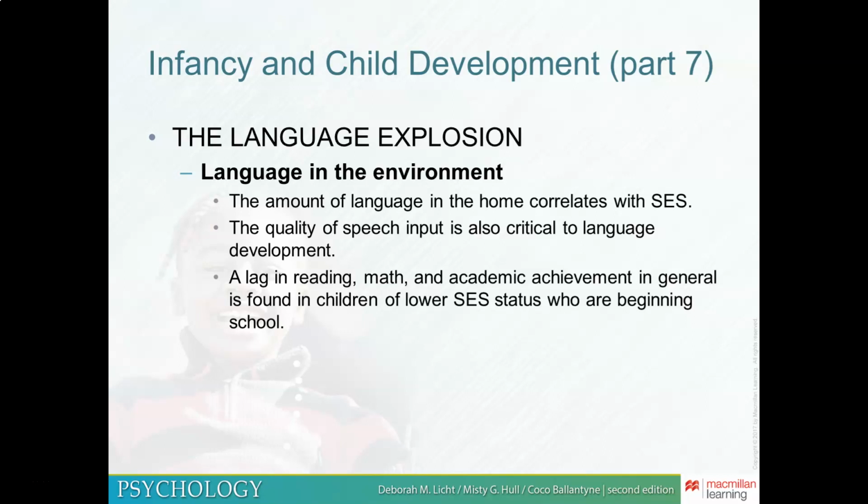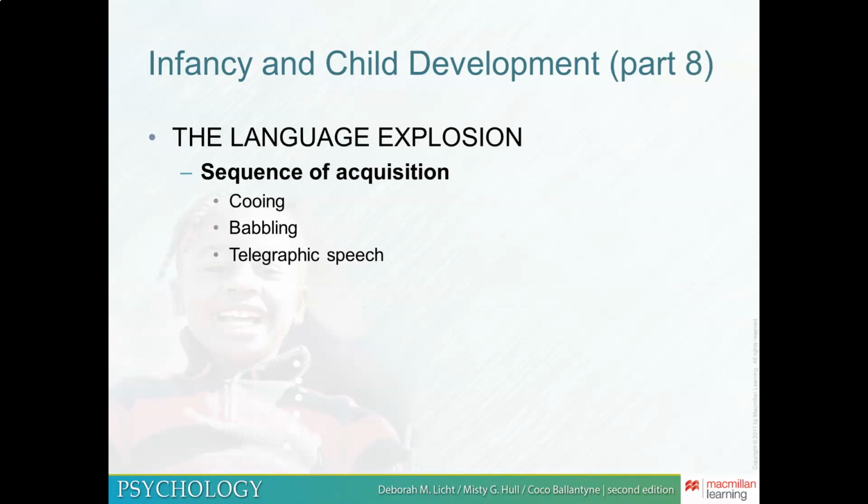Okay, this refers to language and learning language in the environment. Here's how babies will start acquiring language and developing it. They begin in these 3 phases. First, they learn to coo, and then they babble, and then eventually they'll start speaking telegraphically, which means using actual short words and then eventually connecting those into longer groups of words.